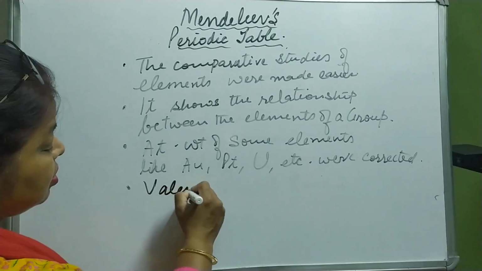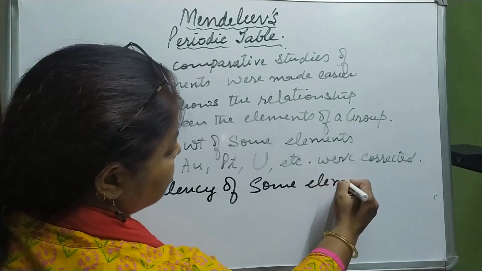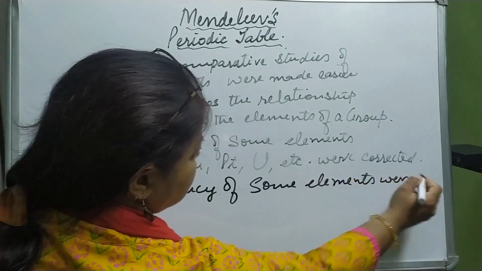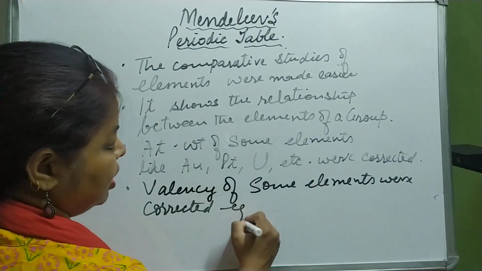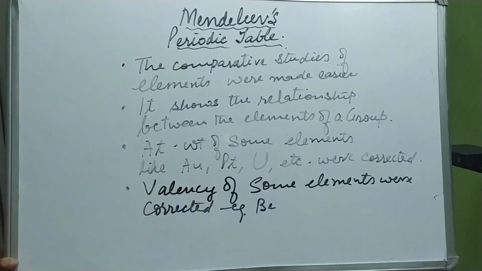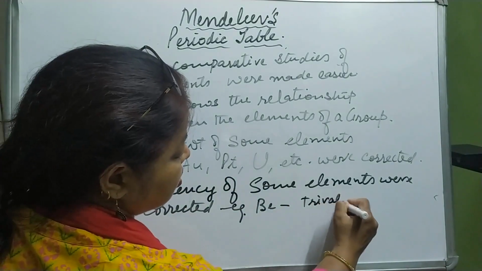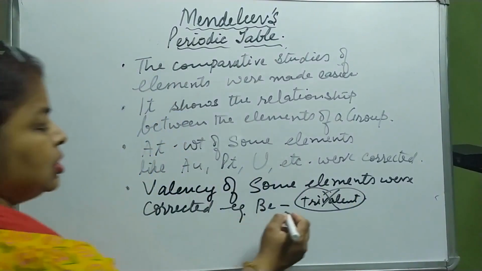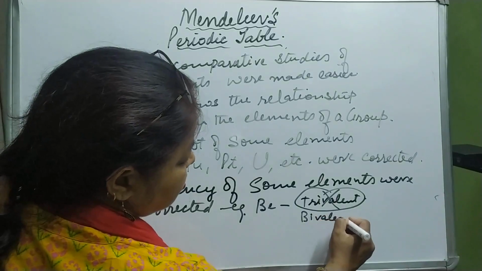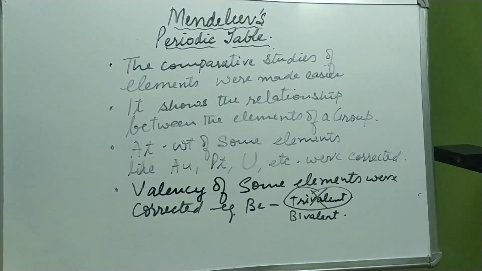the valency of some elements were corrected. What does it mean? An example is beryllium. Beryllium was assumed to be trivalent. It was thought to be trivalent. But no, it was not. Actually, it was bivalent. So this also was known because of Mendeleev's periodic table. Clear? Now, after this, what else?